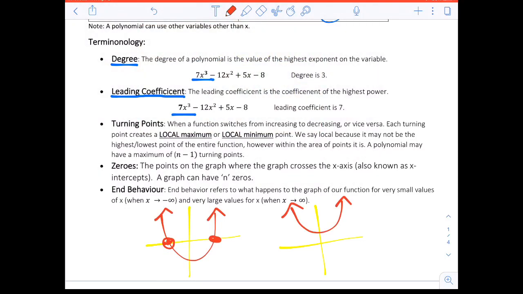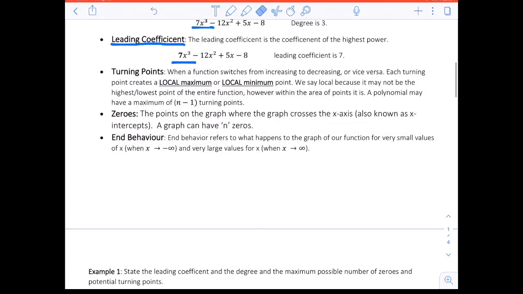So you can have up to as many x-intercepts as there is in the degree. And finally, the last one that's important to us here is the end behavior. End behavior is just what happens on the very far left or very far right of the graph. Where is it going? All right, let's look at some examples here.